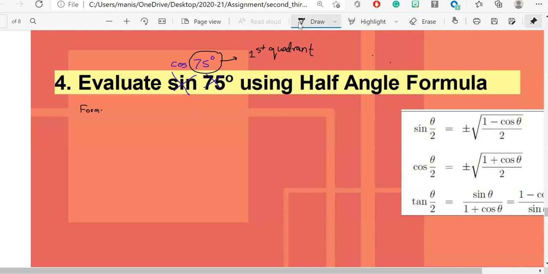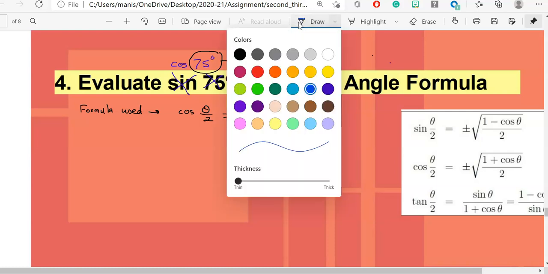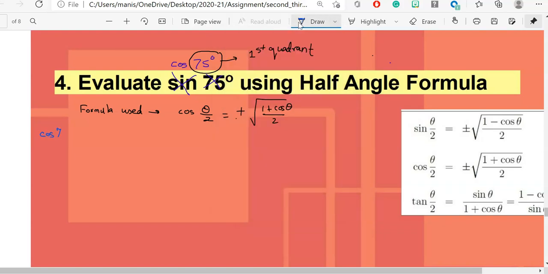Formula used: cosine theta over 2 is equal to plus square root of 1 plus cosine theta over 2. That's the formula I'm using. So let's start working on this question. I have to write cosine of 75 degree. Just to make it easy, you can write it like this: cosine of 150 degree divided by 2, so it changes to the half angle formula.